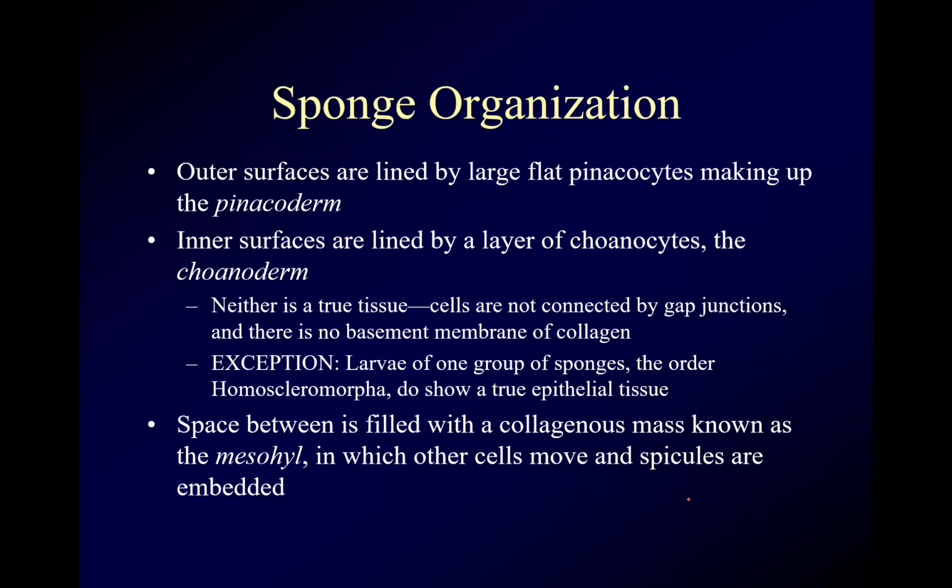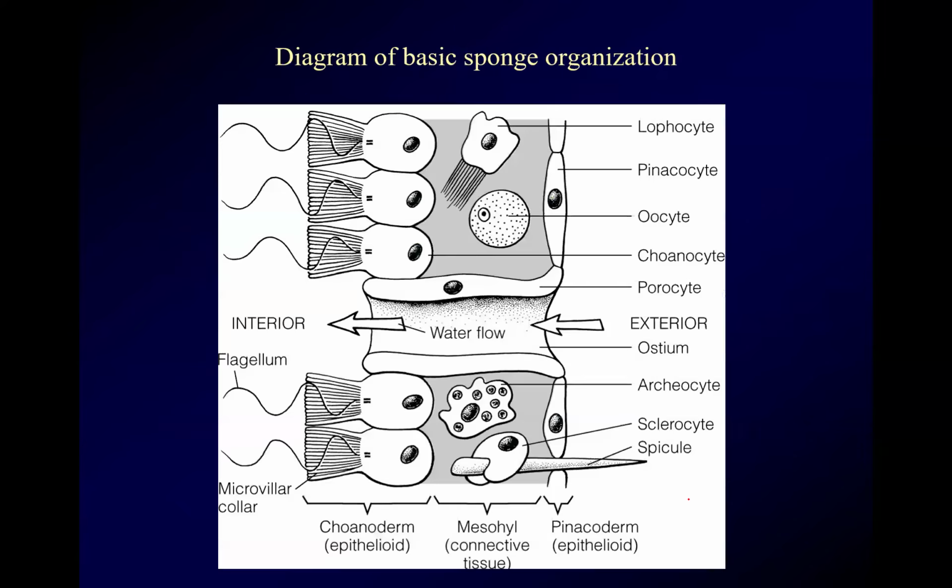The inner surfaces are lined by a layer of choanocytes, that's the choanoderm, and the space between is filled with a collagenous mass known as the mesohyl. Hyle happens to be the Greek word for matter. So the mesohyl is the middle matter, and the archaeocytes crawl through the mesohyl. Spicules are embedded in the mesohyl. The sclerocytes that make the spicules do their work in the mesohyl. All of that takes place in the mesohyl.